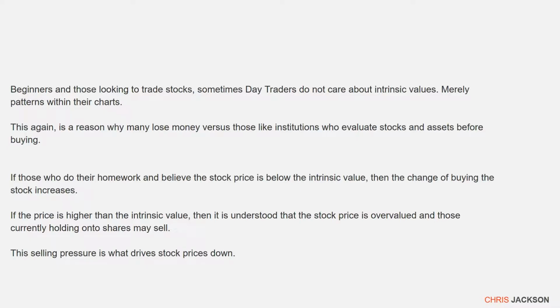The beginners and those looking to trade stocks, sometimes day traders, do not care about intrinsic values, merely patterns within their charts. This again is the reason why many lose money versus those like institutions who evaluate stocks and assets before buying. If those who do their homework believe the stock price is below the intrinsic value, then the chance of buying the stock increases. If the price is higher than the intrinsic value, then it is understood that the stock price is overvalued and those currently holding on to shares may sell. This selling pressure is what drives stock prices down.